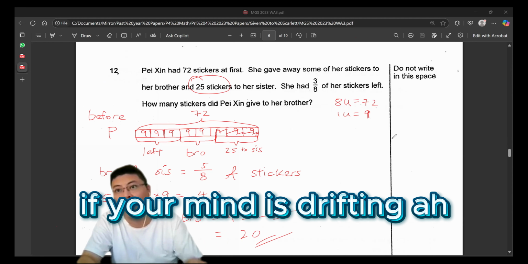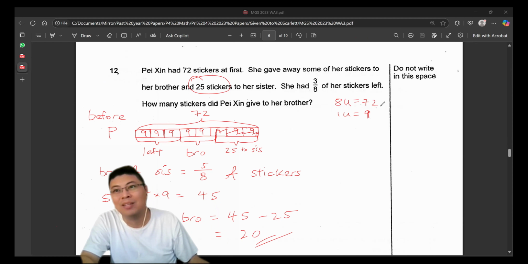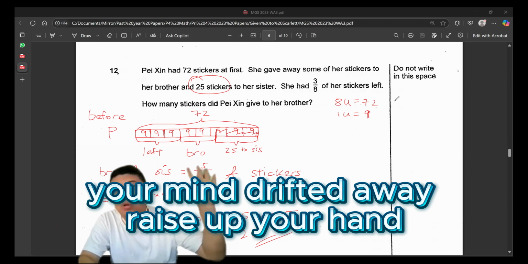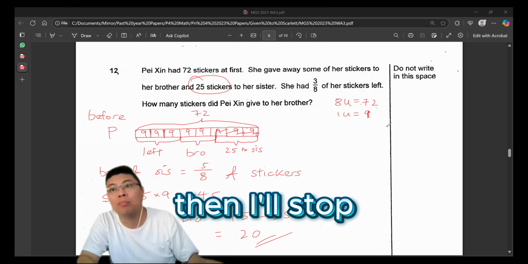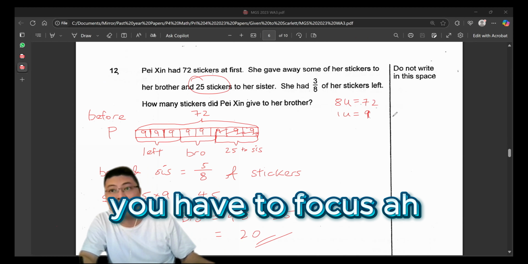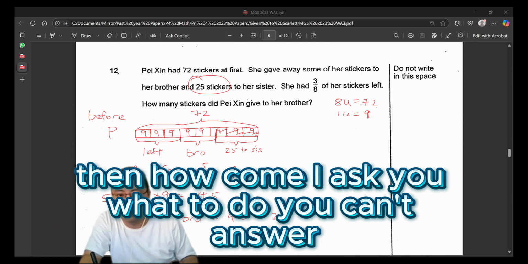If your mind is drifting, raise up your hand. If you find you're not paying attention, your mind drifted away, raise up your hand. Then I'll stop. You have to focus. Was your mind drifting away? No? Then how come I ask you what to do, you can't answer?